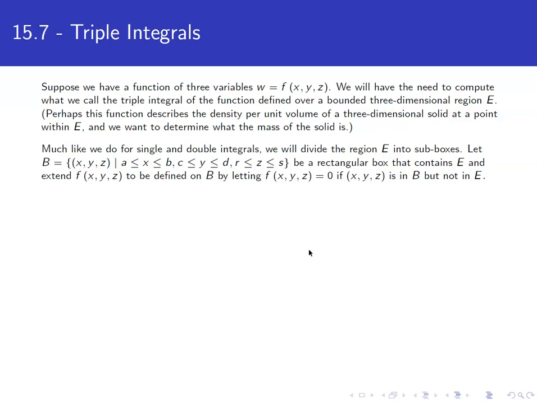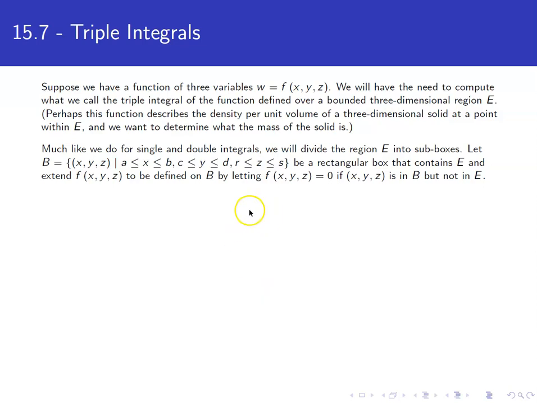So we're going to take a box B, and we're going to make sure that this box contains E. The only reason we're going to do that is because we're going to slice up the individual sides of the box: the X interval, the Y interval, the Z interval. It's just a little bit easier to talk about slicing up those intervals rather than trying to slice up a solid that may not have flat surfaces on its outside.